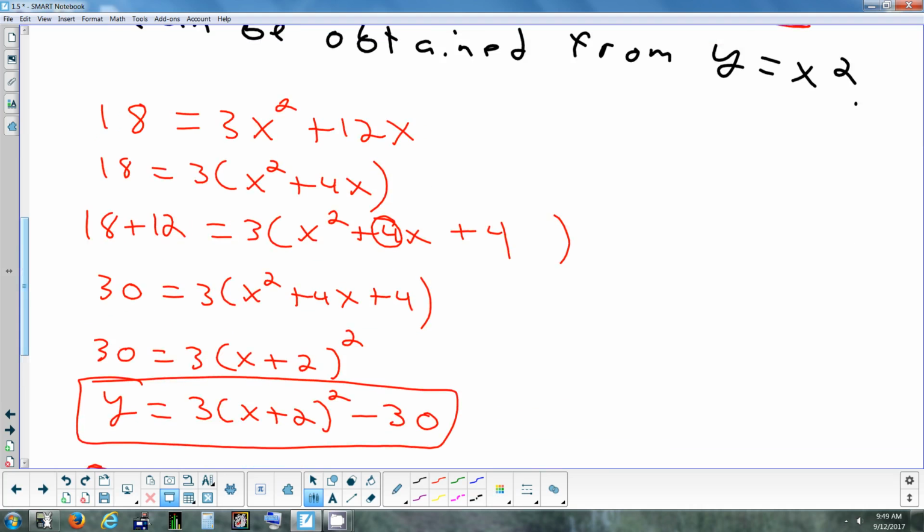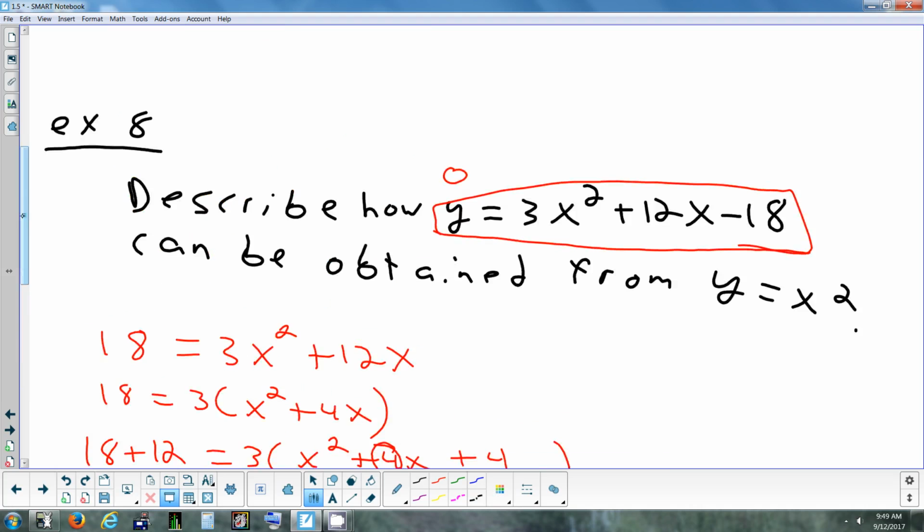If you had to complete the square with a problem like this, you can skip the second step, which is factoring out a 3. Your first step right here is just move 18 to the other side and then go from there. You don't have to factor out a 3 in that case.